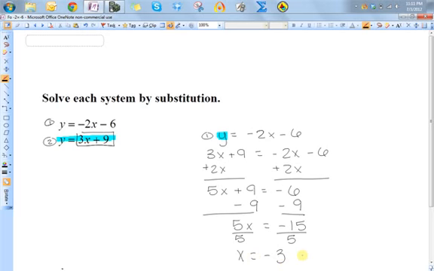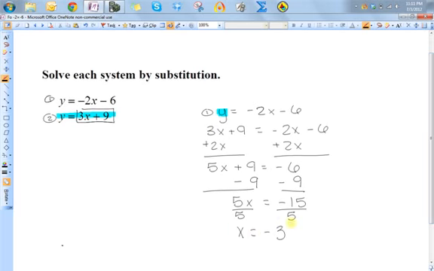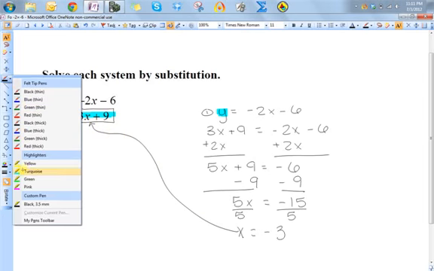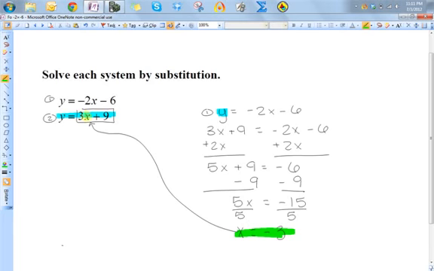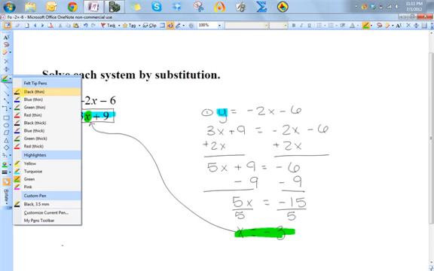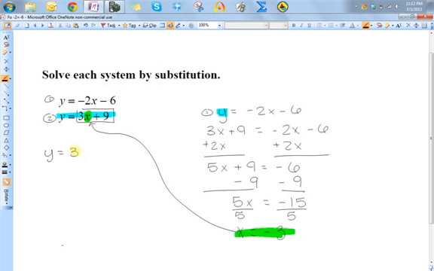Now I'm not done because I now need to find y, and I can do that by taking this value for x and substituting it into either one of these equations. Okay, I'm going to substitute it into the second one because we already used the first one. So I'm going to take this and plug it in here. Okay, so I have y is equal to 3x plus 9, but instead of x I'm going to do negative 3. Oops, excuse me. So y is equal to negative 9 plus 9, so y is equal to 0.